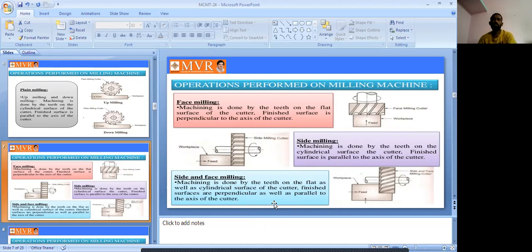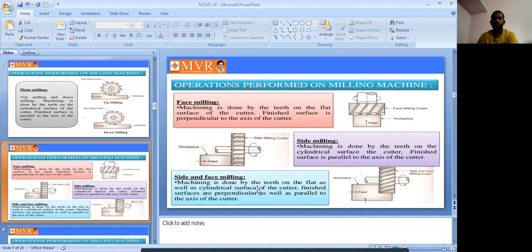Again, machining is done by the teeth, common on both the flat surfaces as well as cylindrical surfaces. Flat surfaces మీద ఉండొచ్చు లేదా cylindrical surfaces మీద ఉండొచ్చు. Face milling లో flat surfaces of the cutter ఉంటుంది. సో దీంట్లో ఏముంటదంటే cylindrical surface of the cutter ఉంటుంది. Side milling లో cylindrical surfaces, face milling లో flat surfaces.